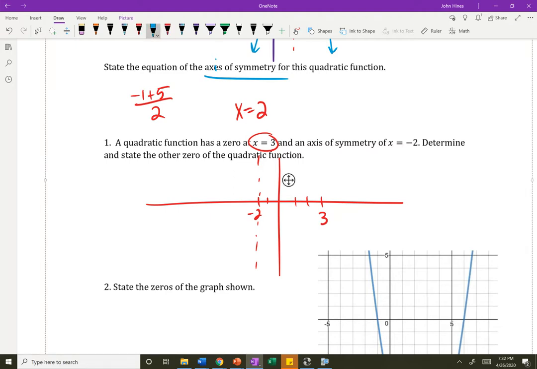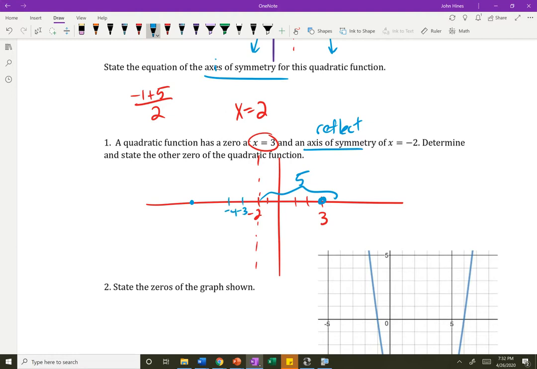Well, remember, we can reflect over the axis of symmetry. How far away is it? It's somewhere over there. 1, 2, 3, 4, 5. This is 5 units. So that means I need to travel 5 more units this way. -3, -4, -5, -6, -7. I went 5 more this way. So the other zero is x equals -7.